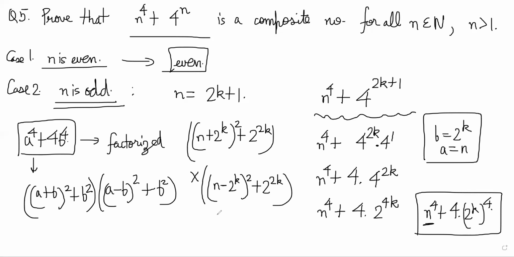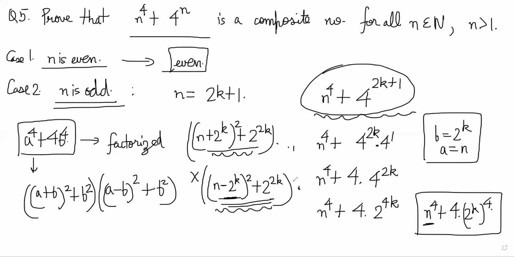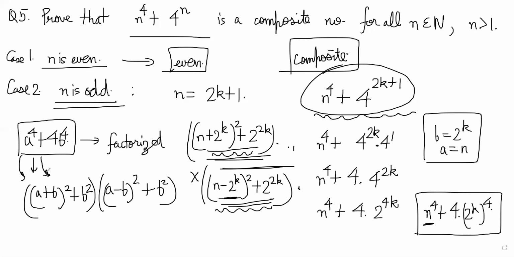Now, let's think about what this means. Since n minus 2 power k whole square, see, everything is positive here. It's not like anything is negative. So we have basically represented the whole thing as a product of two natural numbers, right? So in this case also it is coming composite, right? Because it has been written as a product of two integers. So here we are using the Sophie-Germain identity, correct?